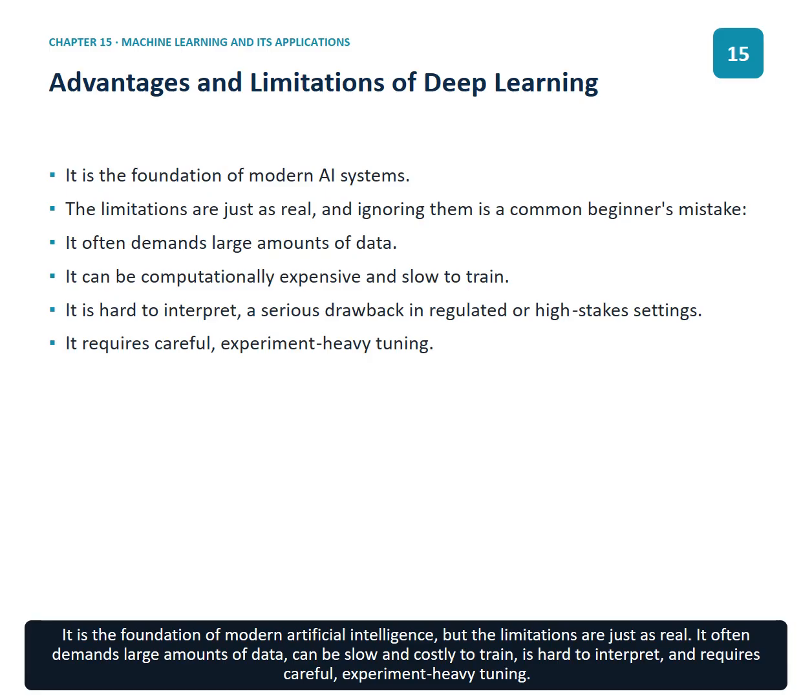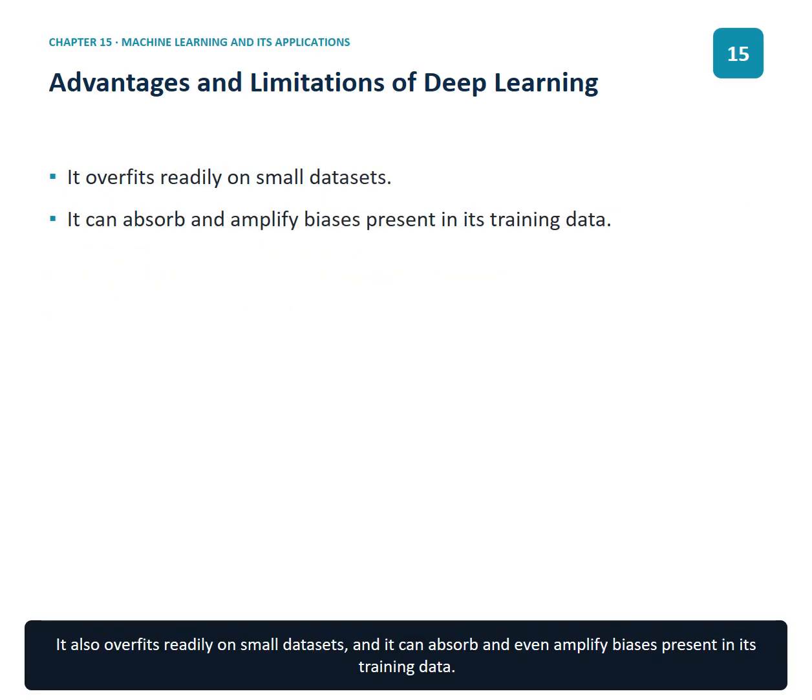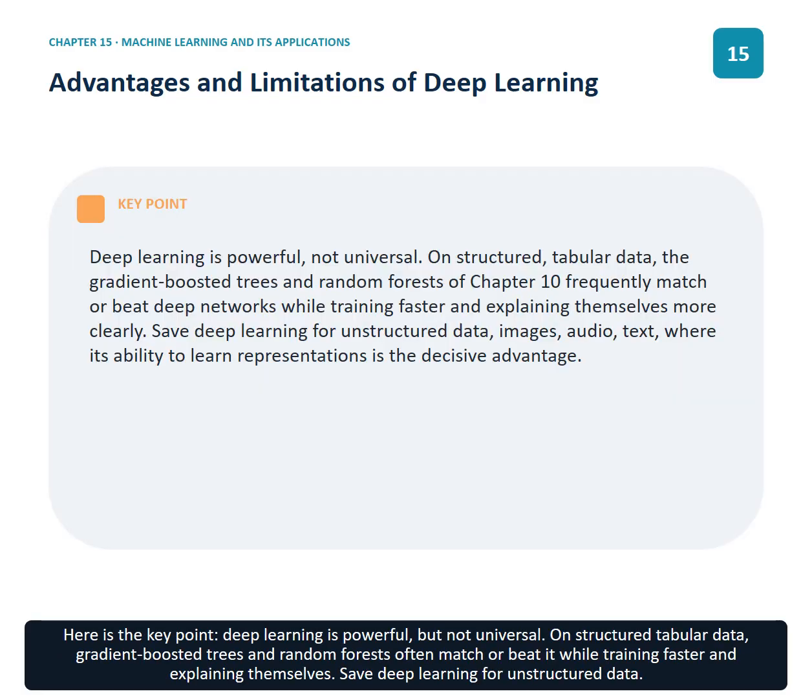It often demands large amounts of data, can be slow and costly to train, is hard to interpret, and requires careful, experiment-heavy tuning. It also overfits readily on small data sets, and it can absorb and even amplify biases present in its training data. Here is the key point. Deep learning is powerful but not universal. On structured tabular data, gradient boosted trees and random forests often match or beat it while training faster and explaining themselves. Save deep learning for unstructured data.